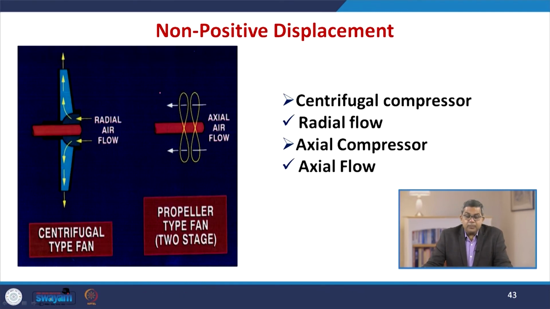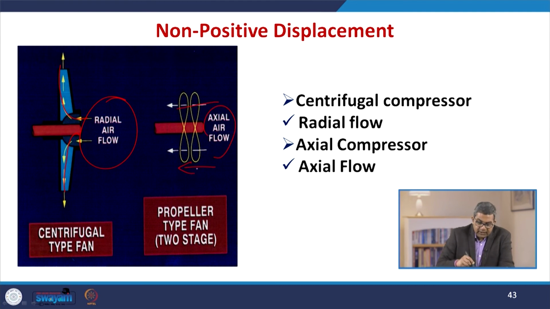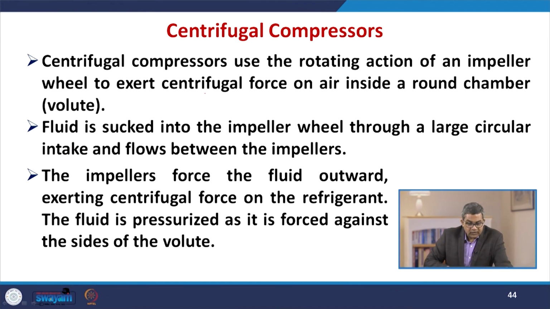Now there are certain non-positive displacement compressors, again the centrifugal compressors, radial flow compressors, and axial compressors with the help of axial flow. Here you see the pictorial difference between these two, the centrifugal type of fan and the propeller type of fan. When one is utilizing radial airflow, you see the path of air. Here you see the axial airflow, you can observe this is the movement, the air is moving like this. So let us talk about the centrifugal compressors.